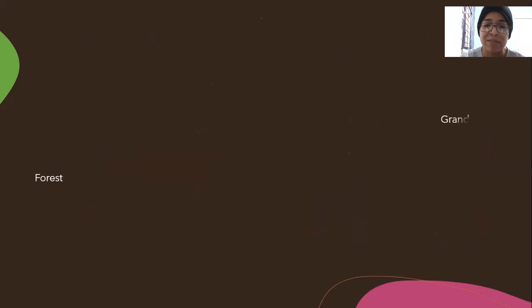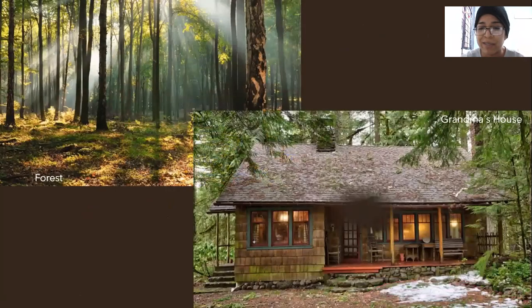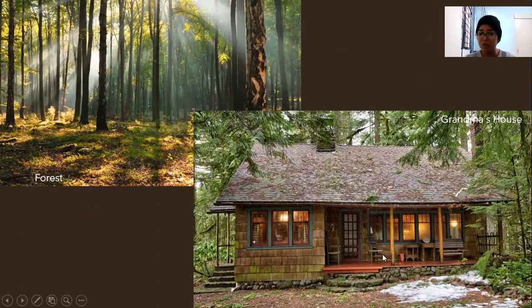Mira esta palabra forest, que es y grandma's house, que son ¿qué? Observa las imágenes. It's the forest and grandma's house. ¿Ya viste? Forest es donde están muchos trees, muchos árboles. Okay, this is the forest. And this is grandma's house. La grandma's house, donde que tú seguramente visitas to your grandma. You visit your grandma on Sundays. A lo mejor los domingos vas ahí a grandma's house.